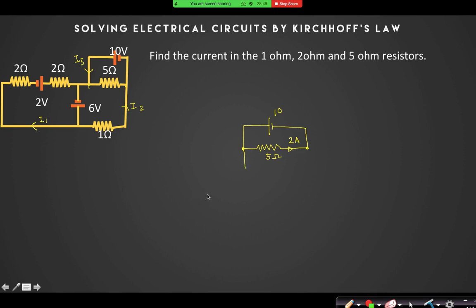Right? Now come to this circuit. And 2 ohm and 2 ohm, they are in series. So you can definitely write this as 4 ohm, and that is your 2 volt battery. This is 6 volt battery.